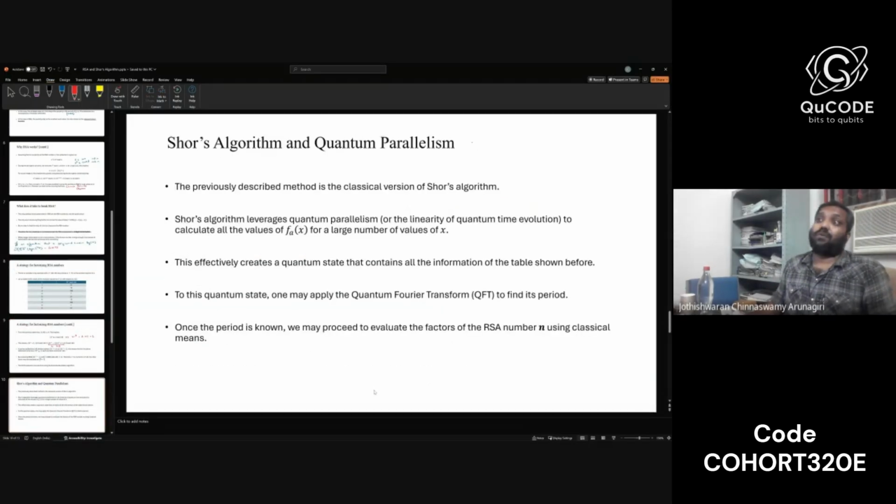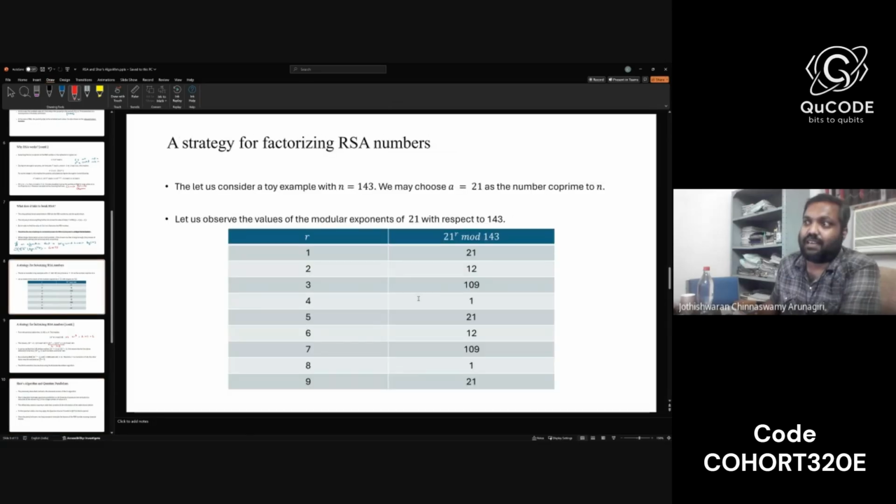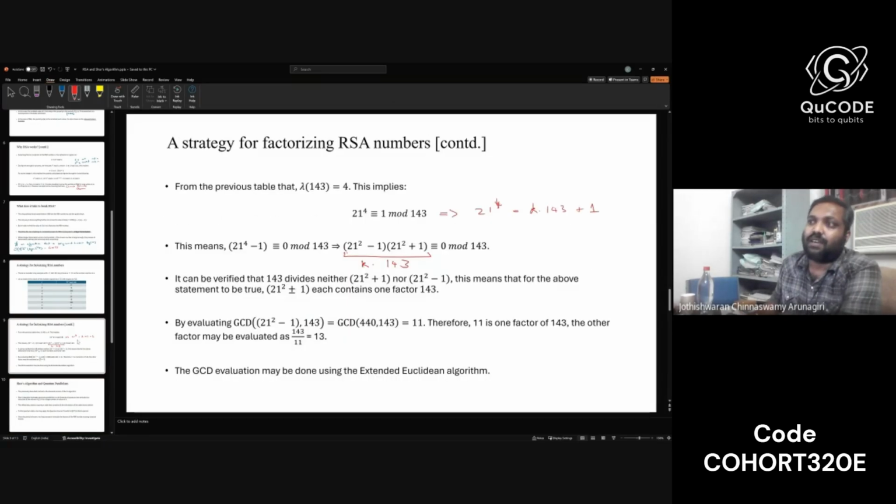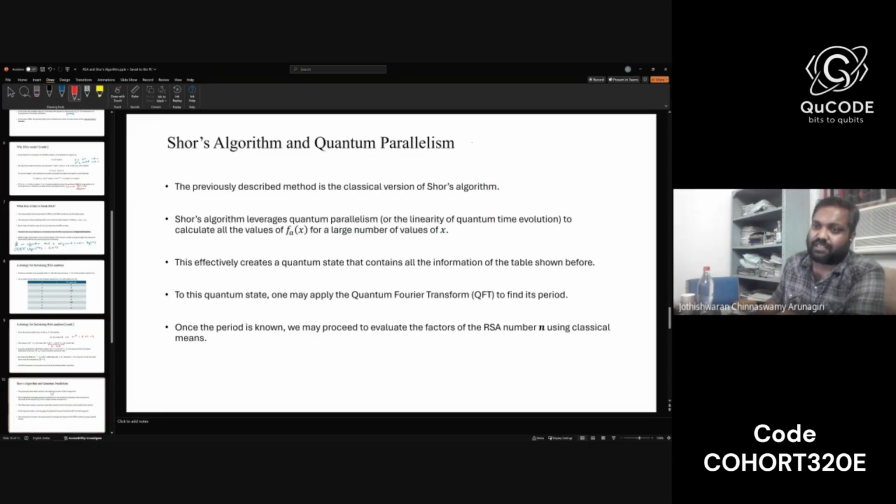Now we come down to Shor's algorithm. The previous method that we described, whatever we did here: tabulate these values, observe the periodicity. Once you observe the periodicity, perform this kind of a split, analyze that the factors are not divisible by the modular base, and then evaluate the factors via GCD calculations. So this is Shor's algorithm.